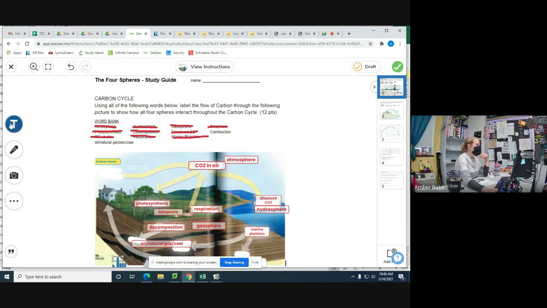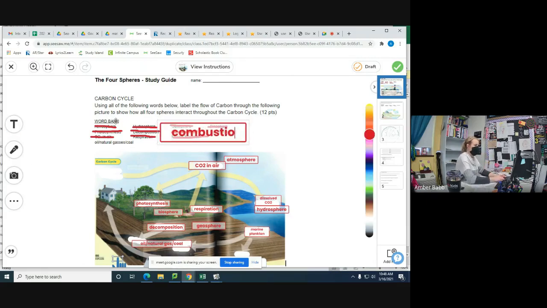And then the last one is combustion. What is combustion? Do you guys remember that word? Fire. Something that's burning. What would we be burning? The coal, the gas, the oil. We would be burning it, remember, to make energy in our homes.